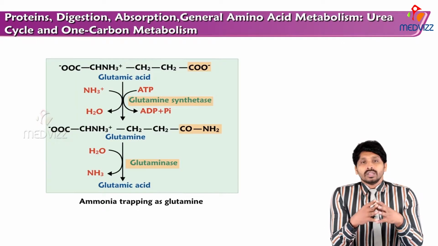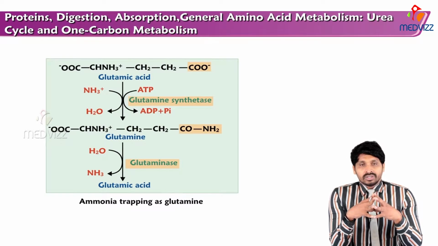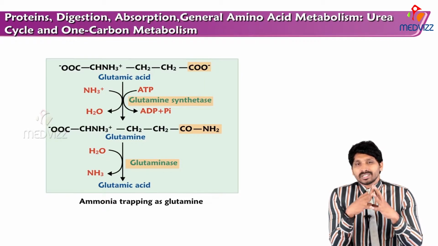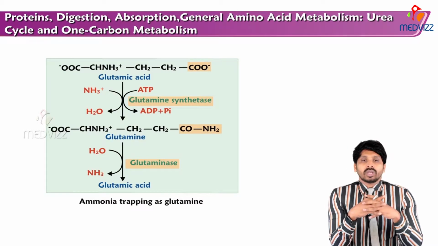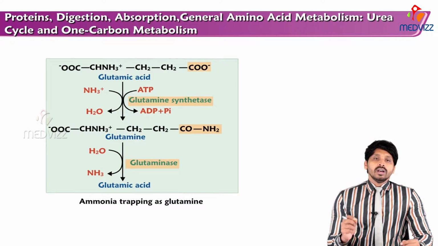So here, whenever there is a high concentration of ammonia in the circulation, especially because ammonia is toxic to the central nervous system, especially to the brain. So the major defense mechanism in detoxification of ammonia in the brain is via the formation of glutamine, okay. So the trapping of ammonia, especially in the brain, is via glutamine formation.